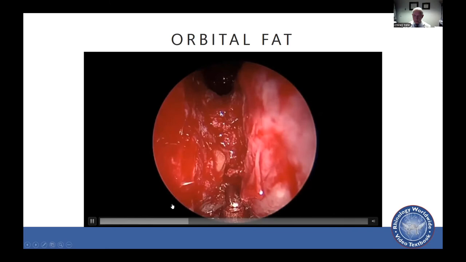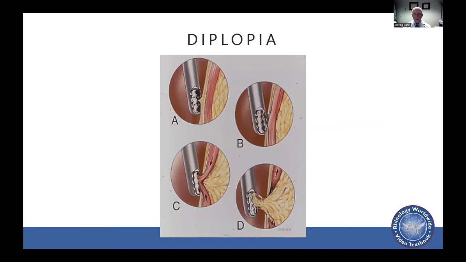If we move onwards to diplopia, the most common thing that happens with diplopia is featured by this slide. In most cases, it's related to the use of the microdebrider. There is a dehiscence in the lamina papyracea, which can be natural, it can be disease caused or physician caused. If the window of the microdebrider, which is on high suction, is directed into that area, it can pull out orbital contents, including the medial rectus muscle, into the ethmoid and damage the medial rectus muscle, as you see here.